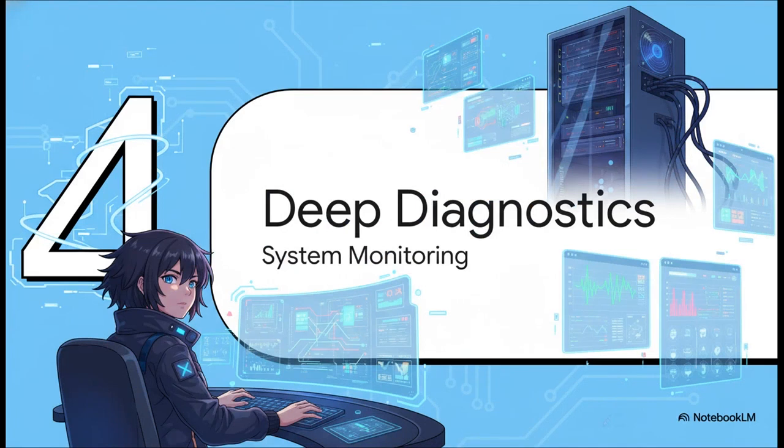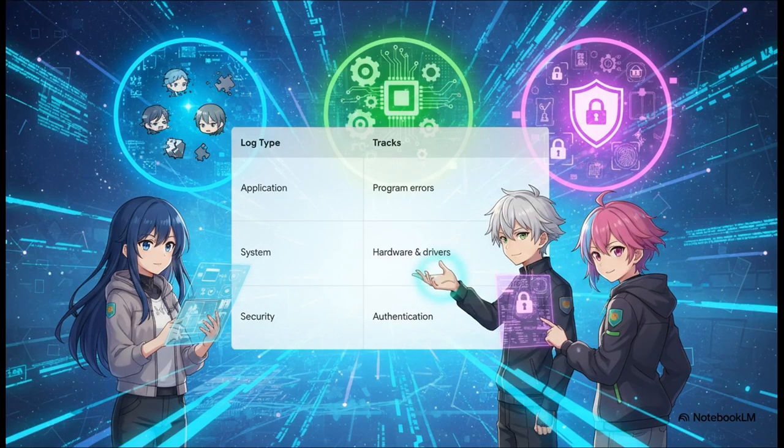All right, let's look at what happens when things go wrong in Section 4, Diagnostics and Deep Monitoring. You might not realize it, but Windows is silently recording virtually everything happening in the background. It creates this massive digital paper trail. But to keep you from totally losing your mind when you're troubleshooting, it neatly categorizes everything into a few main logs. You've got application logs for program errors, system logs for hardware and driver activity, and security logs keeping a really watchful eye on authentication events.